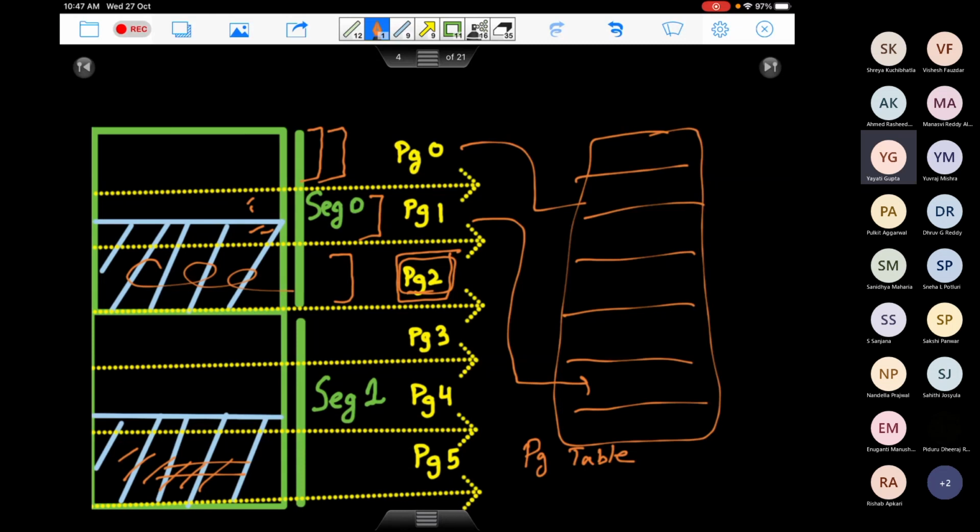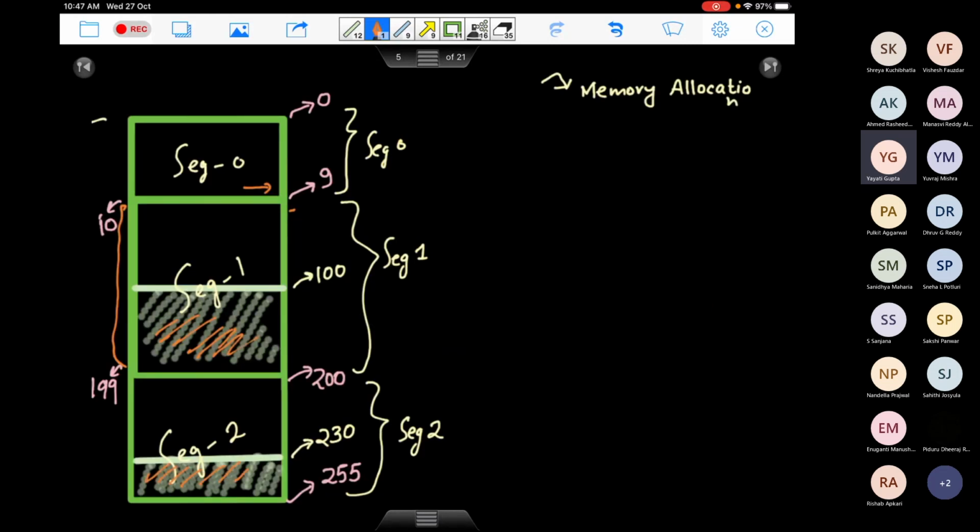Now comes the idea of segmentation. What we did in segmentation is, let's again say that there are these segments, segment 0, 1 and 2. Segment 0 is this much, segment 1 is this much from here to here, and again this is the part of segment 1 which is not in use. This is the part of segment 2 which is not in use. Right? So I have just written some toy virtual addresses here for reference. So let's say segment 0 goes from 0 to 9. Right, this much of virtual address space.